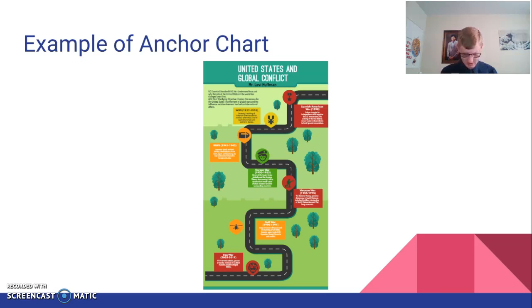So to close out the lesson, I'll place the anchor chart at the front of the room so everybody can see it, and I will summarize what we have all learned throughout the lecture and the research and the formulation of the anchor chart, and reiterate the question over America's involvement in global politics and the questioning of that.